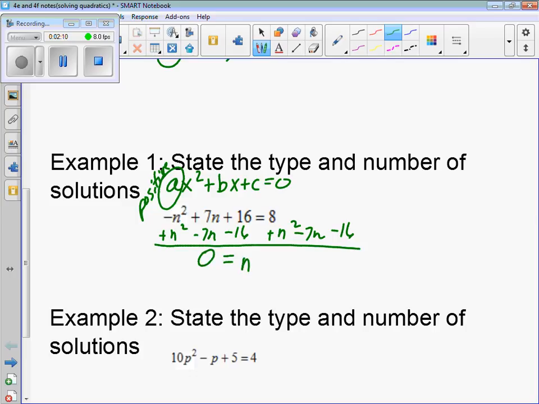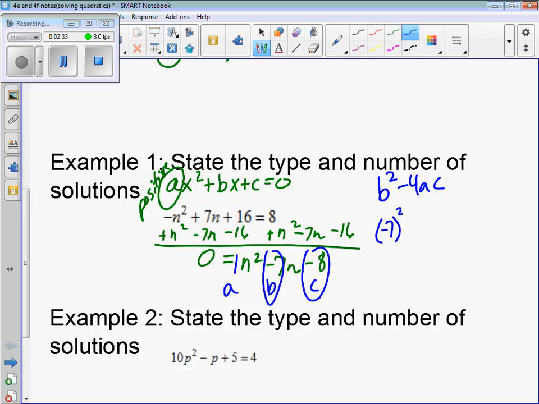That gives me n squared minus 7n, and negative 8 minus 16 is negative 8. So my a is 1, my b is negative 7, my c is negative 8. Now let's use this in the discriminant, b squared minus 4ac, to see what type of solutions this equation will have. So we have negative 7. Anytime you square it, put the number in parentheses, minus 4 times a times c. So 49 plus 32 is 81. This is a positive number, so there will be 2 real solutions to this equation.